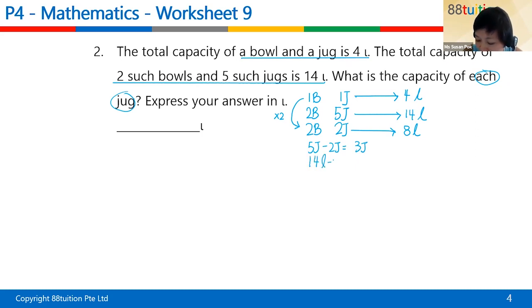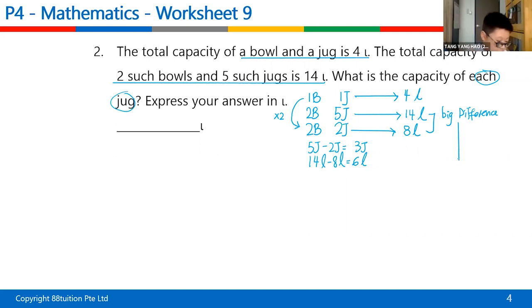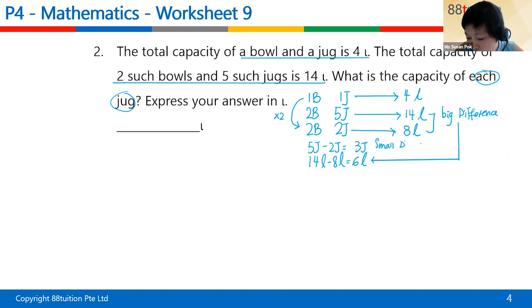Would you find the big difference first? Okay, so 14. What is 14 minus 8? It gives you 6 liters. So I can say this is called the big difference, right? Am I right or not? After I pair up, I say that this is my big difference here. So I'm going to put this here, big difference. And this is my small difference. How do I get my small difference here? So how to find out?